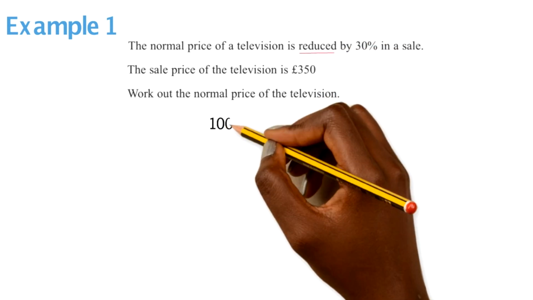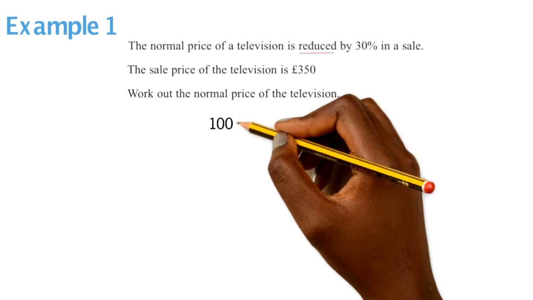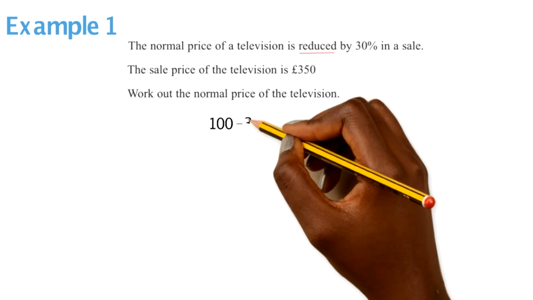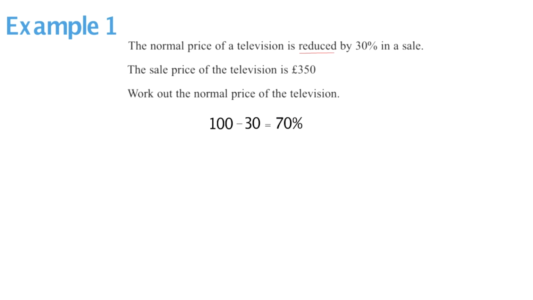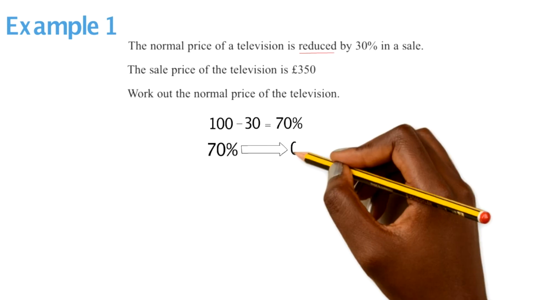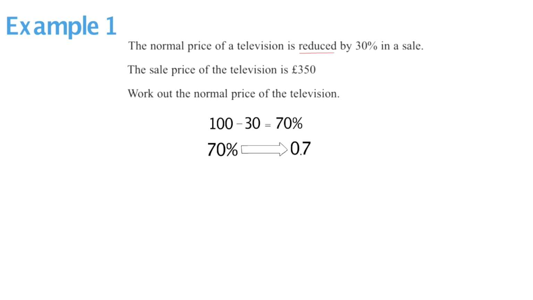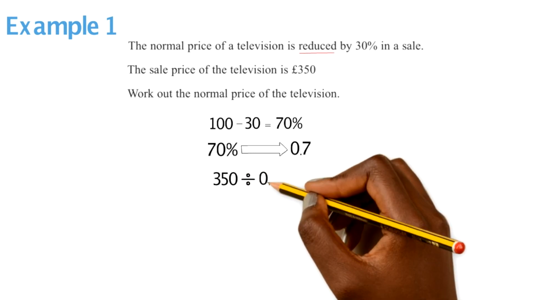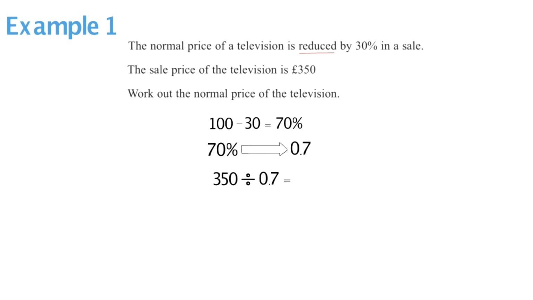So because it's reduced, we know it's a percentage decrease. So we're going to subtract 30% from 100. So that's 70%. Remember, convert the percentage into its decimal equivalent. So 70% is equivalent to 0.7. And then we're going to divide the new value, which was 350, by the decimal equivalent, which is 0.7, and that should leave you with an answer of £500.